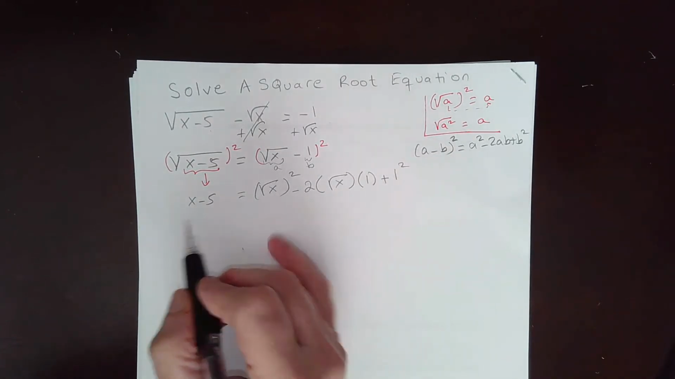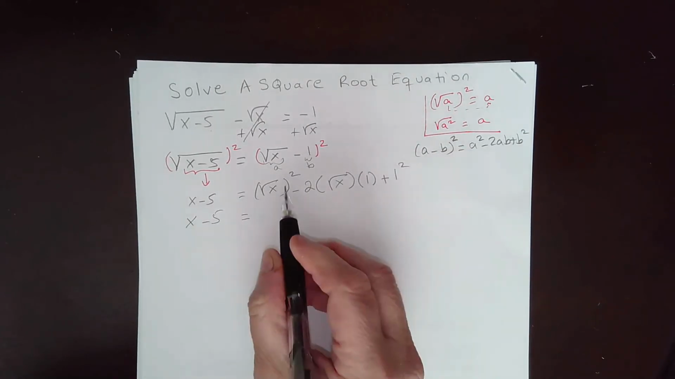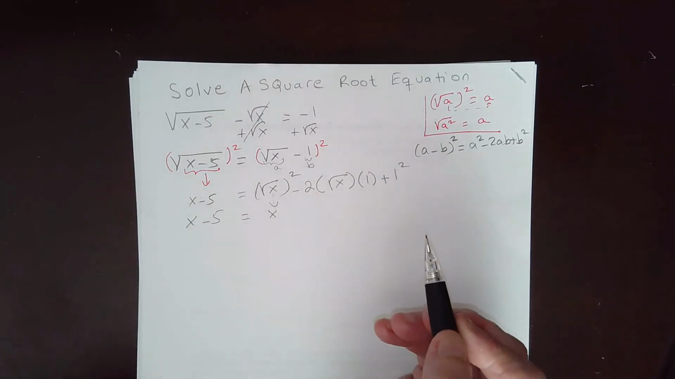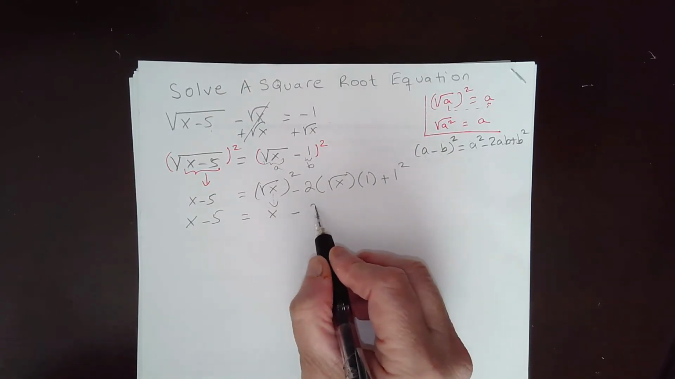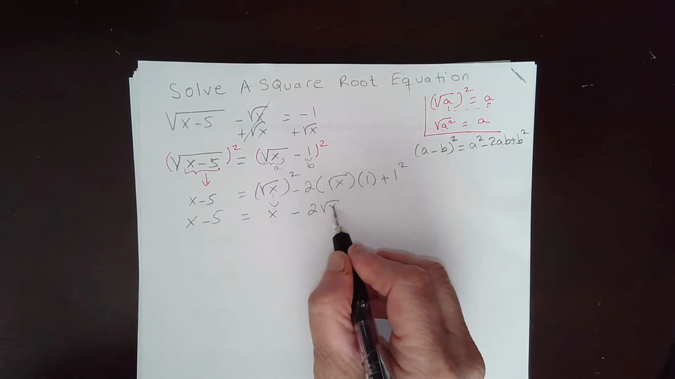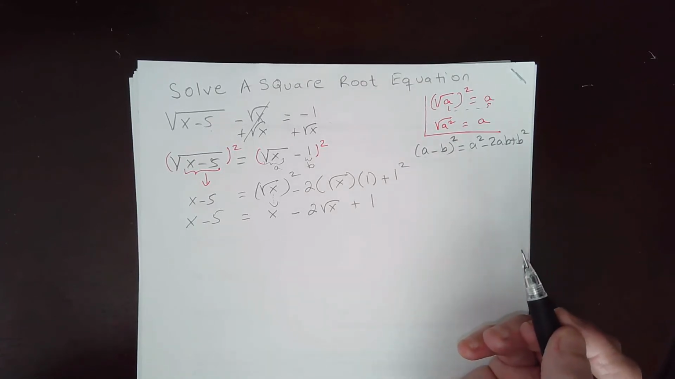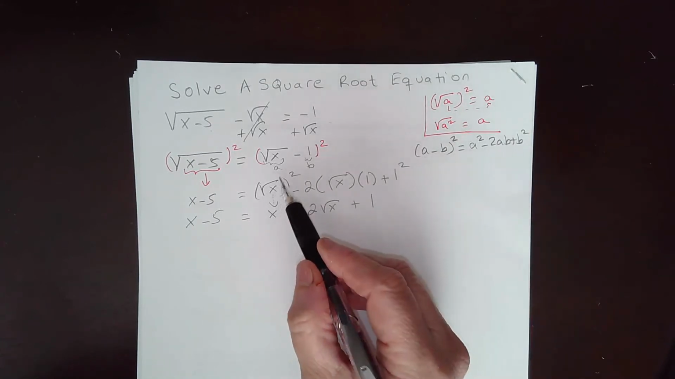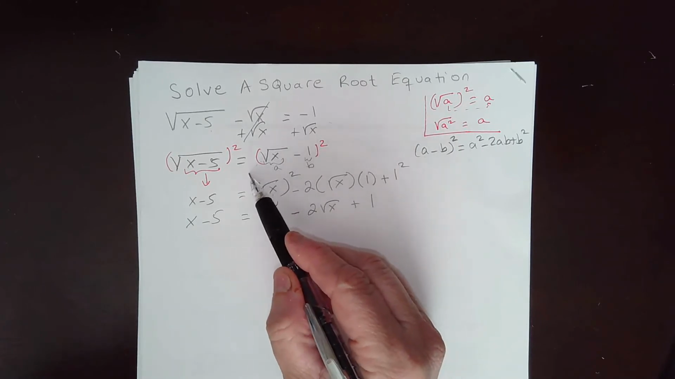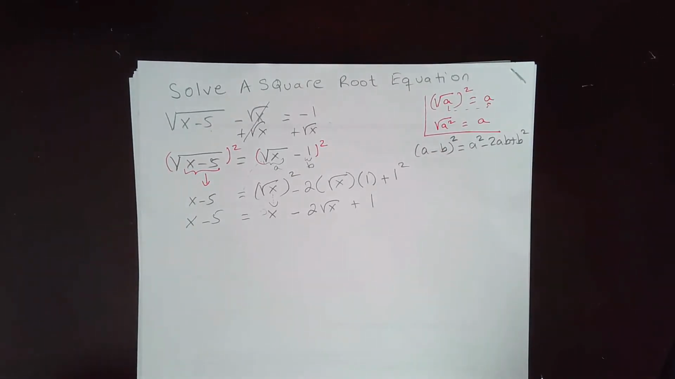And now we simplify it. We get x minus 5 on the left side, and square cancels the square root. So what comes out? The x minus 2 times 1, that's 2, square root of x plus 1 squared, which is 1. Okay? Now you could have done this directly. You could have used the square root of x squared. You could have gone directly to x if you like. I just wanted to make that extra step here.